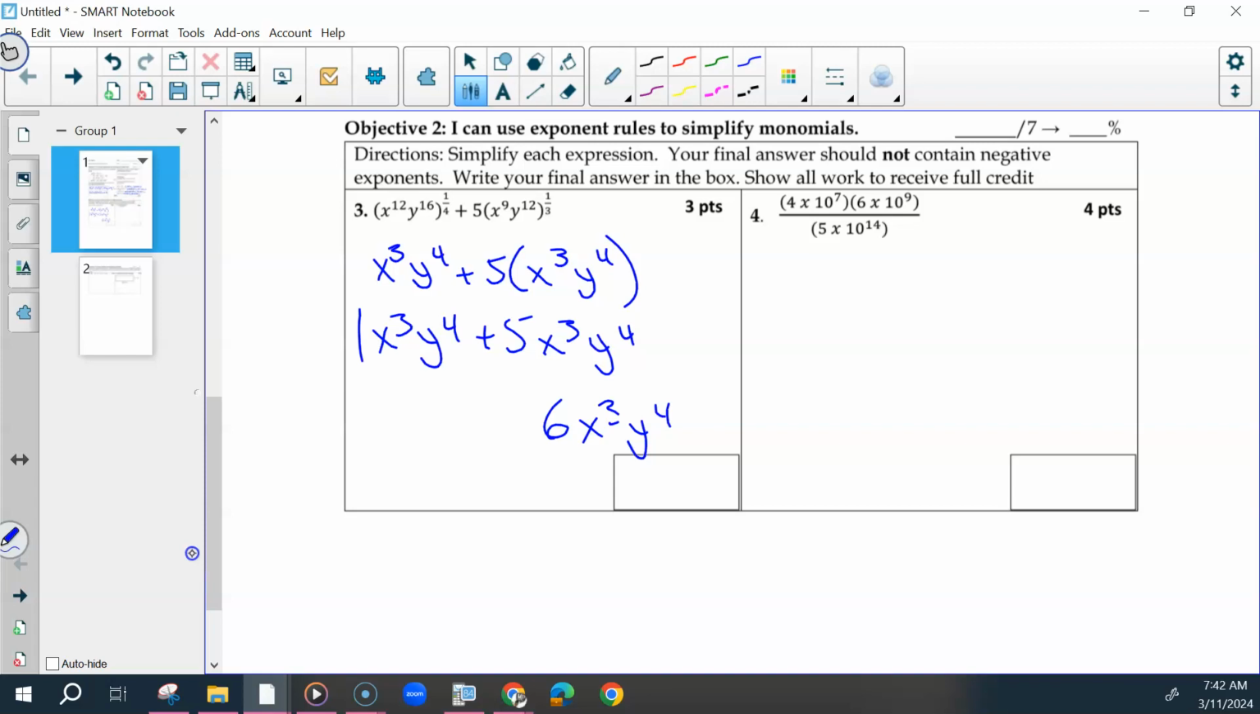Okay. Most of us had this, but then didn't put it in scientific notation correctly. So if we were multiplying the numerator first, that'd be 24 times, we'd be adding the exponents, 10 to the 16th, over 5 times 10 to the 14th. But 24 times 10 to the 16th is not in scientific notation. So we have to change that first. Move the decimal place to the left. So add an exponent.